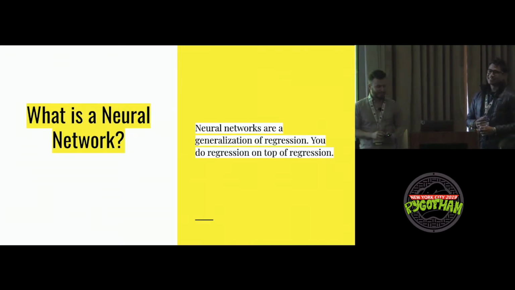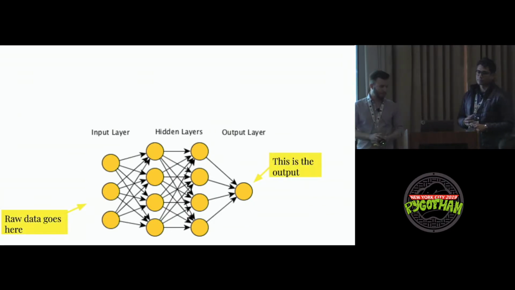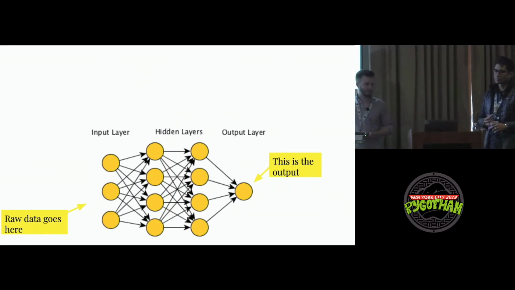A neural network is the simplest way. It's a generalization of regression, and multi-layered neural networks means you're doing regression on top of regression. So what that looks like is, here's a very simple example of a feed-forward neural network. Feed-forward means it goes in one direction. It doesn't go in circles.